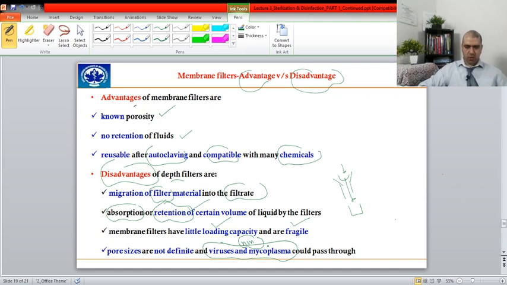Mycoplasma are also very small, particularly in the size of these dimensions, so they cannot be stopped either. So we have to be careful when we are using membrane filters. You have to choose one. You cannot use these filters for taking away viruses from your broth or liquid.